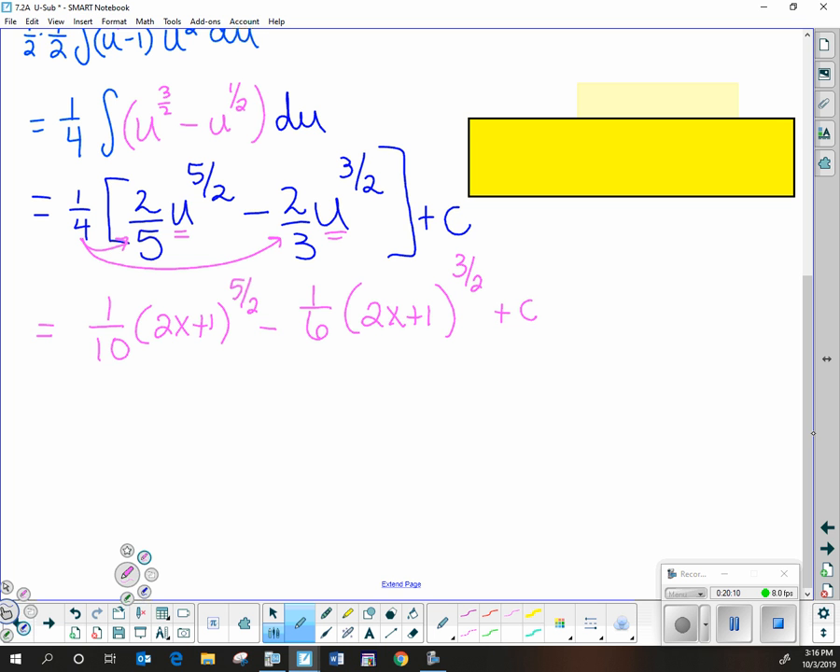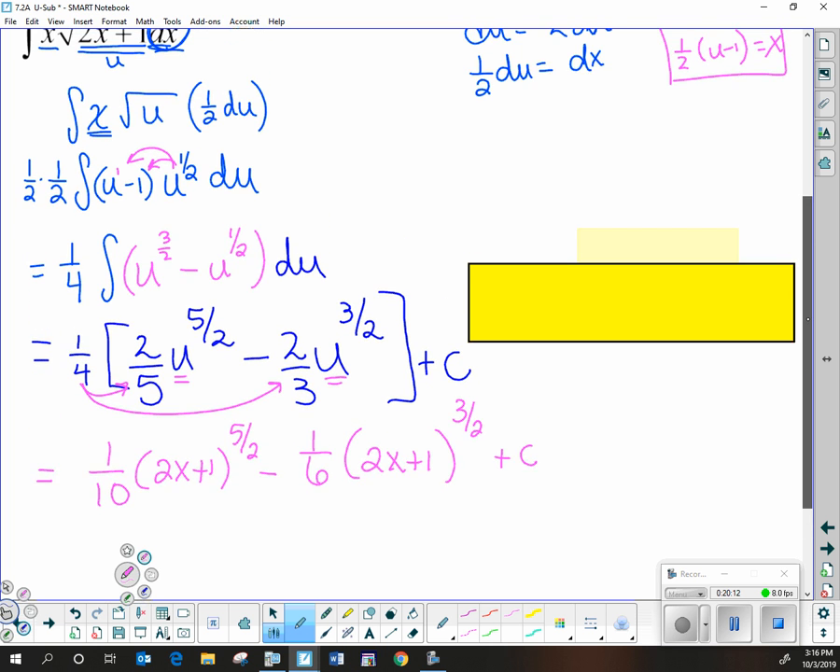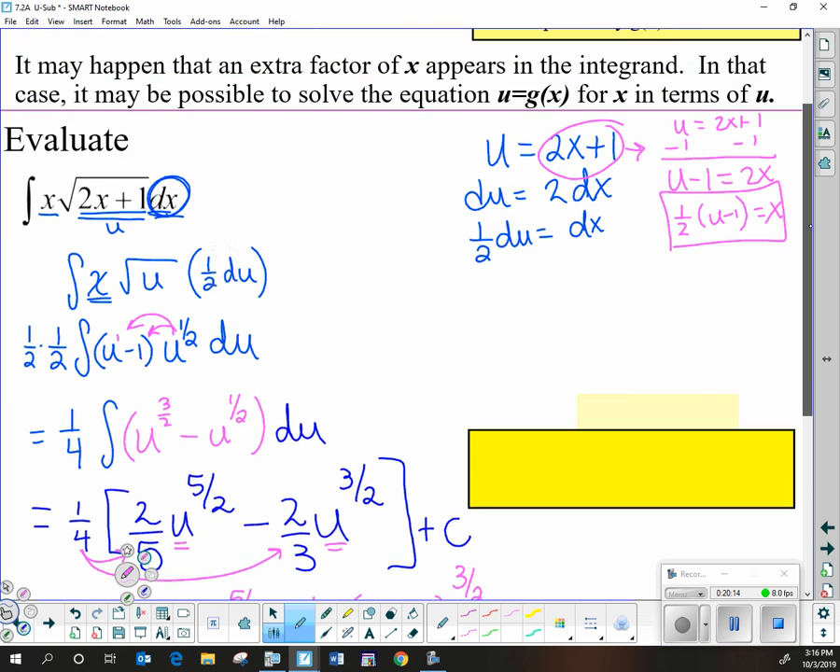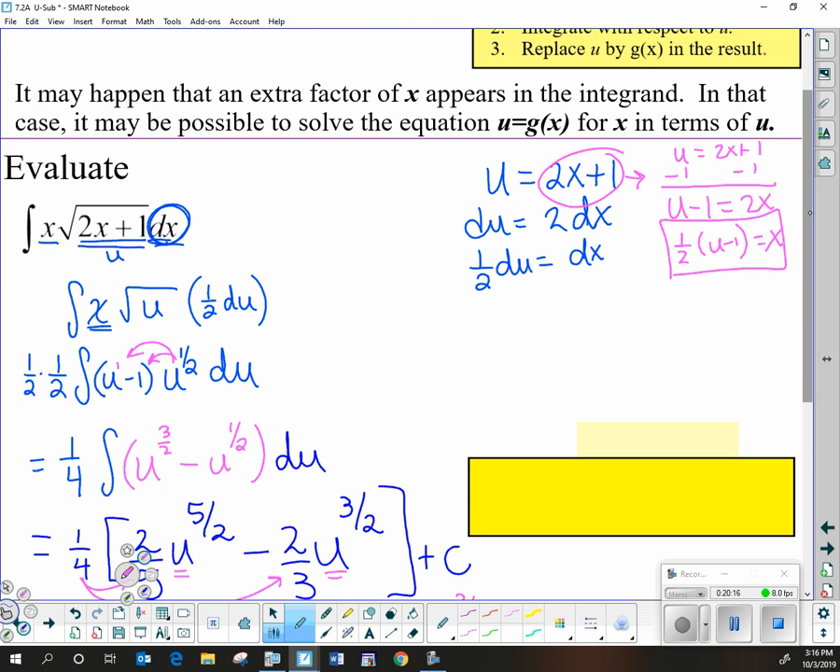Wow. Not extremely hard, but gets you a pretty complicated answer. And this is the ticket. We had that extra x, which we couldn't account for just in normal u substitution. It didn't go away from there. So then we just converted and said, okay, let's solve this for x and put x in terms of u. And then it worked out quite nice.